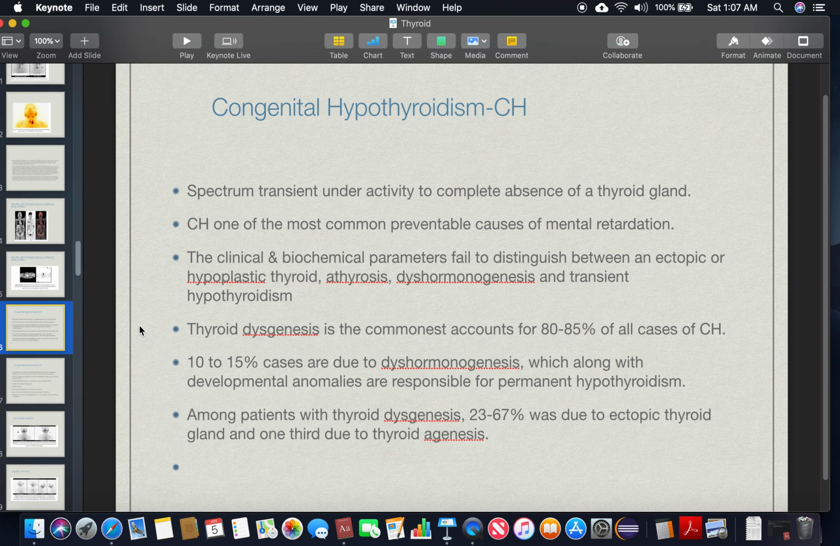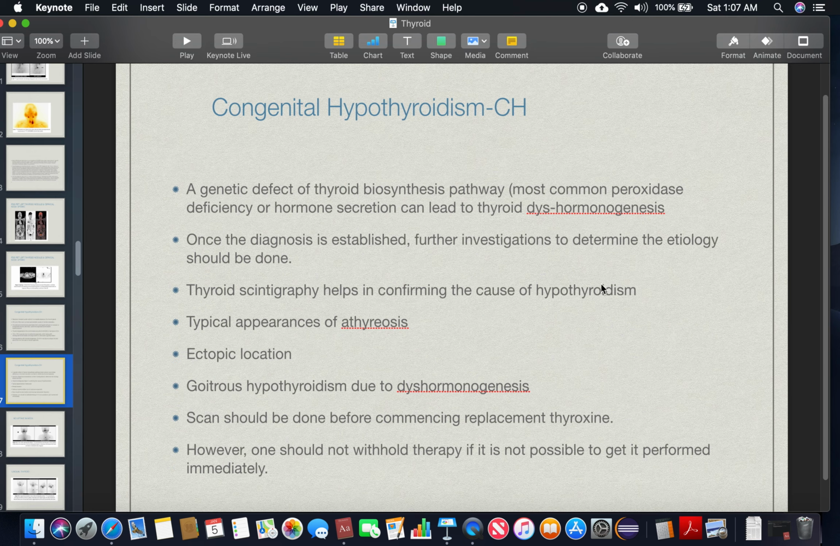So thyroid dysgenesis is the commonest cause, 80 to 85%. 10 to 15% are because of dyshormonogenesis, and among the patients who have dysgenesis, the majority, up to 67%, are because of ectopic thyroid, and one third are because of thyroid agenesis. Now, if you have a genetic defect in biosynthesis, the most common is peroxidase enzyme deficiency that leads to dyshormonogenesis. And once the diagnosis is established, there are further investigations to be done.